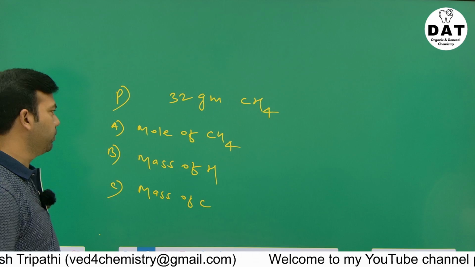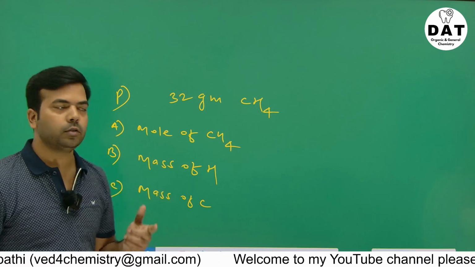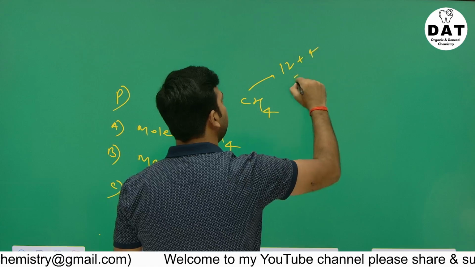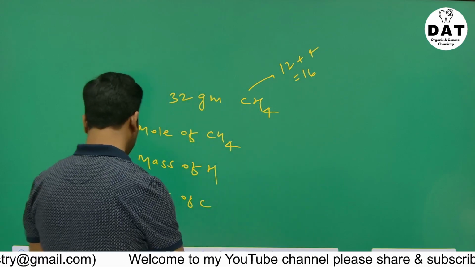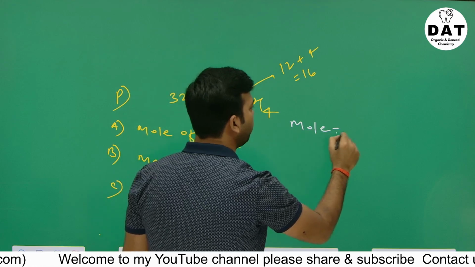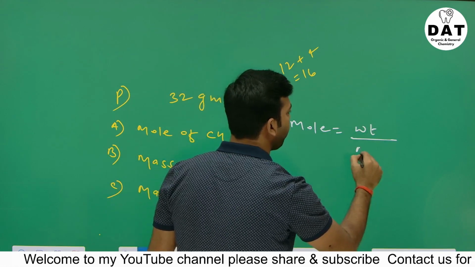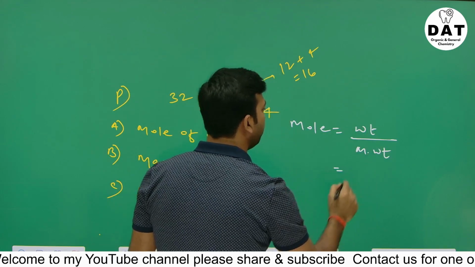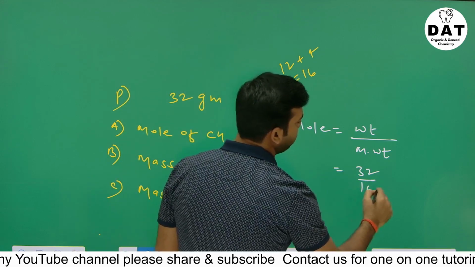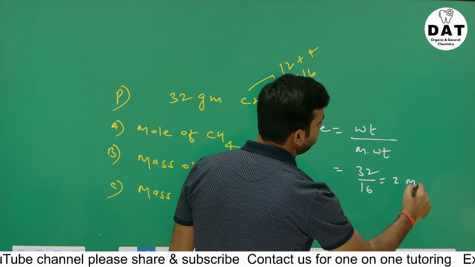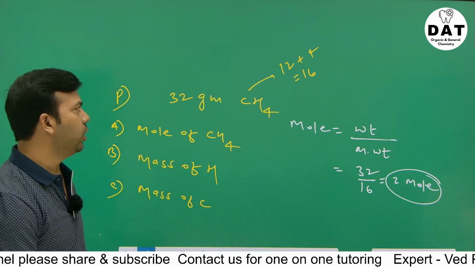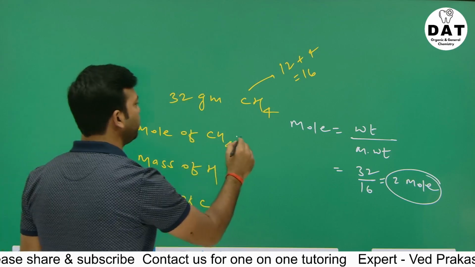So look at here. 32 gram CH4. So first find out its molecular weight, which is what? 12 plus 4, which is 16. So mole is what? Mole is equal to weight upon molecular weight. Weight is how much? 32. Molecular weight is 16. So how much? 2 mole. So now we have 2 mole CH4. So mole of CH4 is 2 mole.